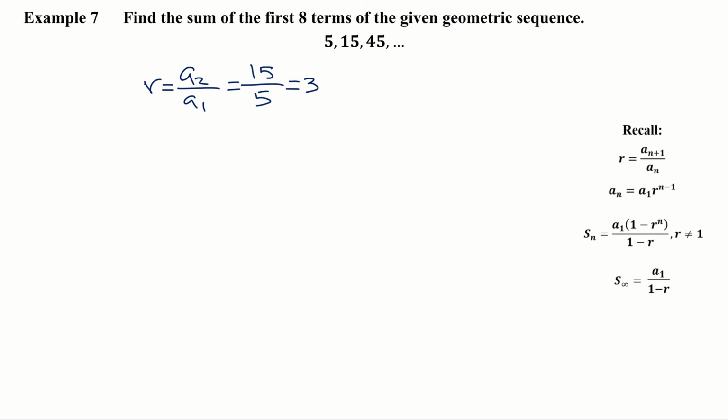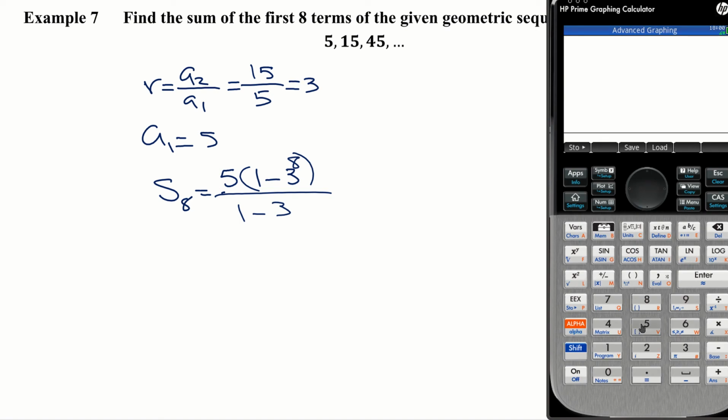All right, so we get that, and we do know a1, that's 5, and that's all we need for this formula, isn't it? Okay, so we get S8 is going to be a1, which is 5, times 1 minus r to the power of n, which is 8, and then over 1 minus r, which is 3.